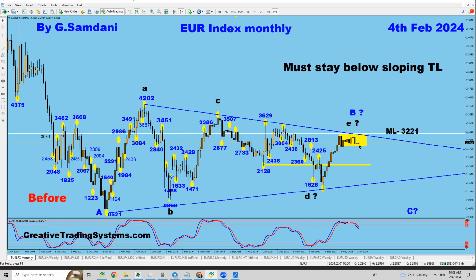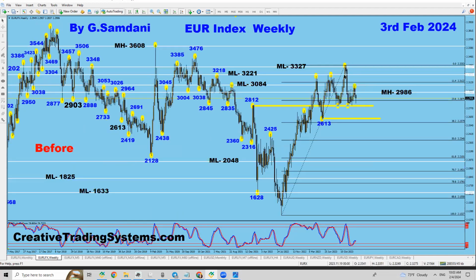So if we break to the downside, then I'm expecting this wave C, just like wave A, then this is B, and C way to the downside. Is that possible? I don't know. But this is how the monthly chart looks like. Now, the weekly chart, look at this. This is what's happening. This is wave E, and it went up there, and we are having this ranging here, right?